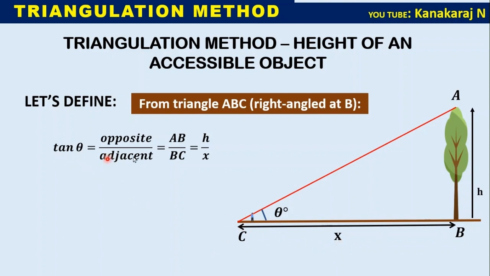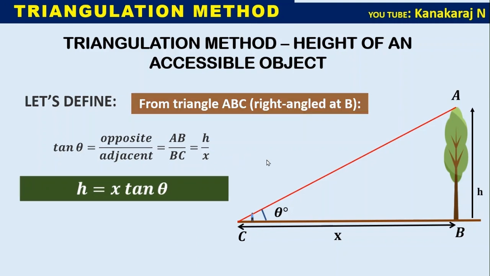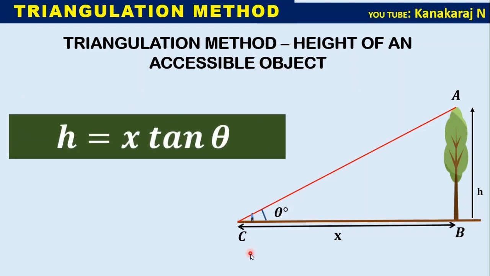So tan theta equals h upon x. From here we can find the value of h as x tan theta. This is the final formula.